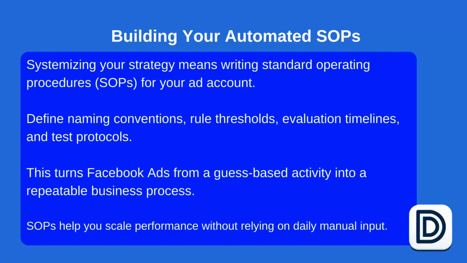You need accountability, you need visibility. Otherwise, someone's gonna make a mistake, and you should welcome people checking your work, and you should challenge all of these things on a regular basis. Otherwise, you're not nearly taking advantage of the machine that you've built. You have a Ferrari to go grocery shopping. That is fun, but you can do so much more. This turns Facebook ads from a guessing game into a repeatable business process. SOPs help you scale performance without relying on daily manual input.